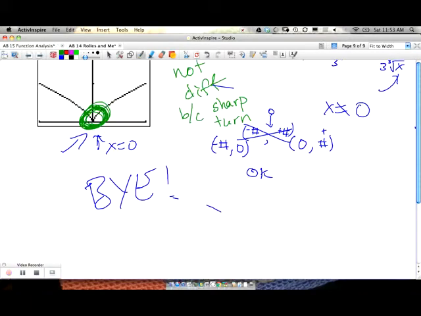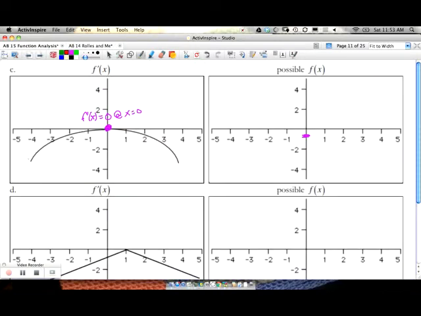And before, whoops, jump back here. Before x equals 0, we have a negative slope. Why? Because we're below the x-axis. And after x equals 0, we are also a negative slope. So that means we have a negative slope and then another negative slope. But in between, we flatten out.